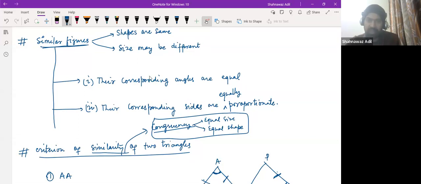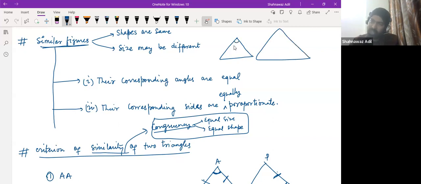Those are their corresponding angles. Whenever we have similar figures, their corresponding angles are equal, right? That is why an equilateral triangle is always a similar figure. If we talk about two equilateral triangles, they would always be similar, because their angles are always equal, only their sizes are different.